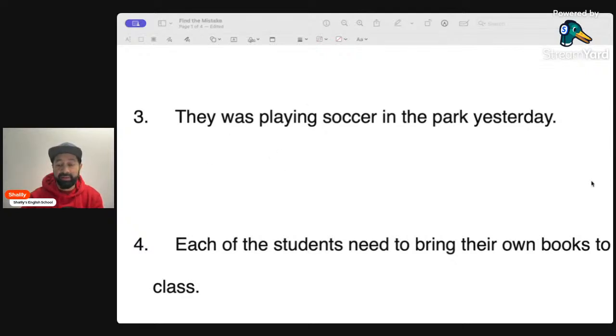All right, so right here, we've got they was. We've got a simple subject and verb disagreement mistake again. So they and was do not match. We have to make sure they're matching. So they were playing soccer in the park yesterday. So this will change to were. They were playing soccer in the park yesterday.